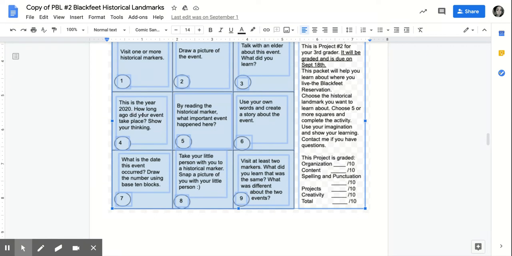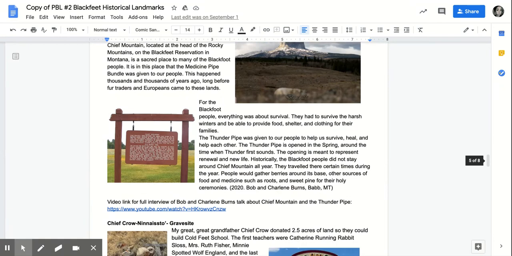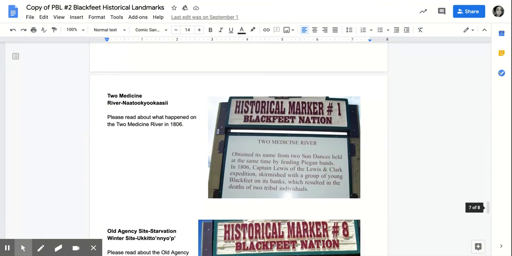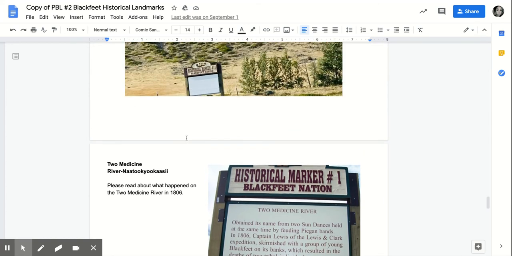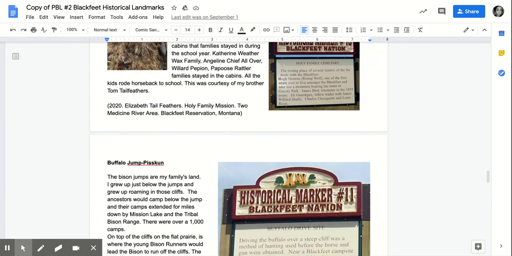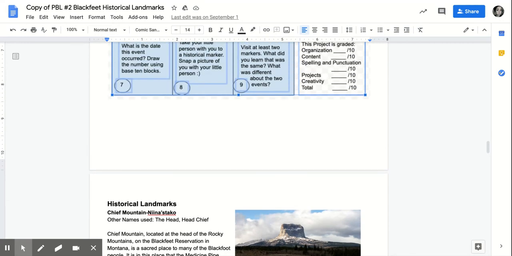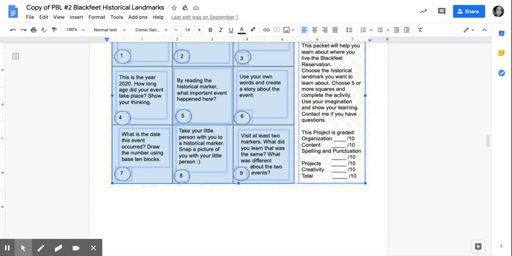Here is a math activity. This is the year 2020. How long ago did your event take place? So you could go down to the Two Medicine marker here. And it says that this happened in 1806. So at the Two Medicine River, it happened in 1806. It's 2020. You would take 2020 minus 1806, and that would tell you how many years have passed since then. So that would be the math activity. And you might need help with that because that is a multi-digit subtraction problem.